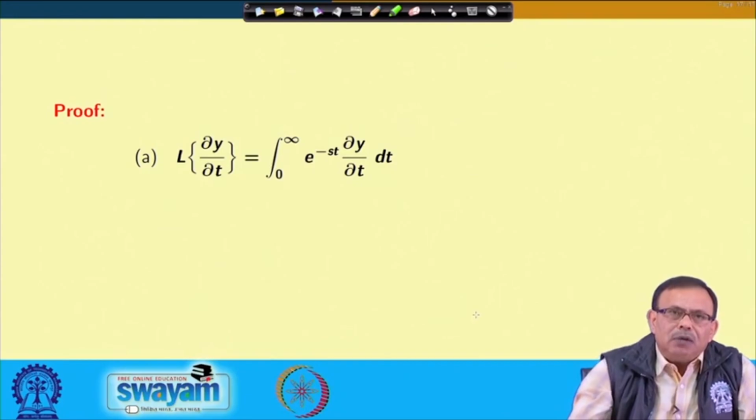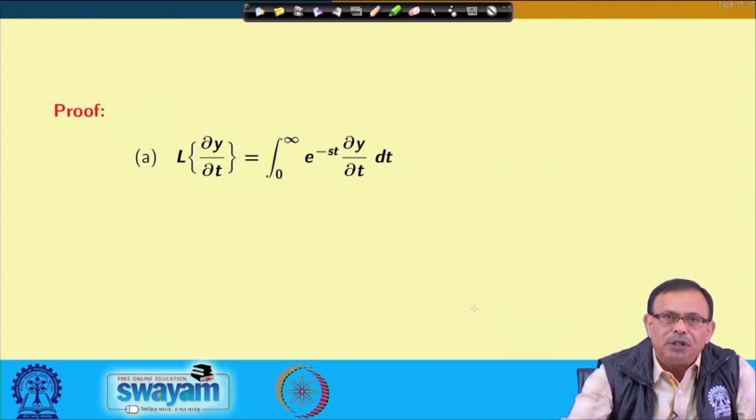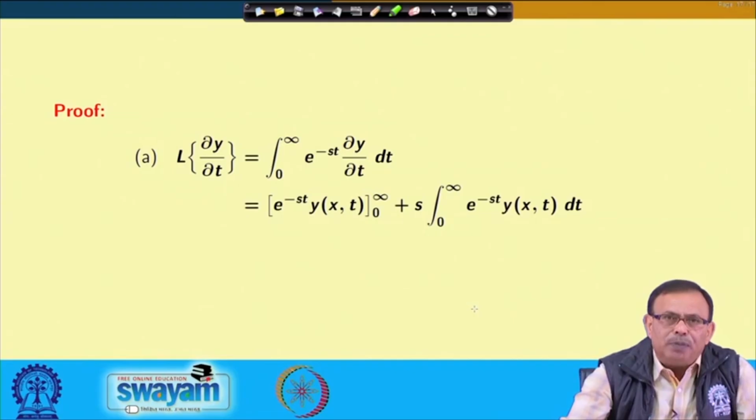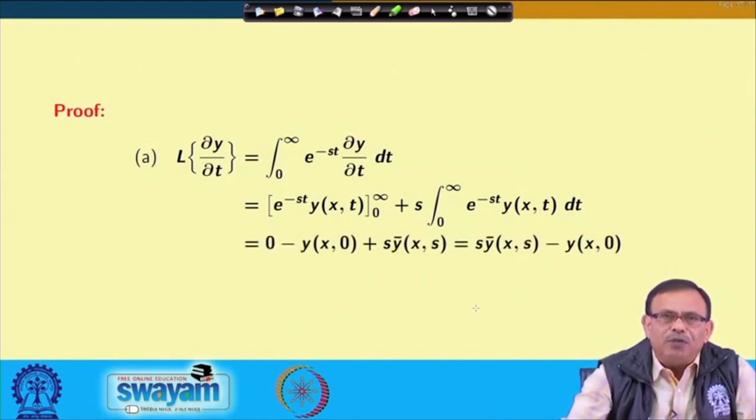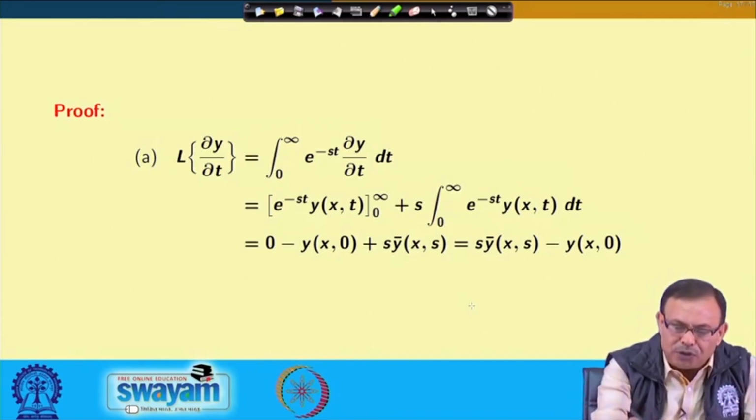So, let us see the proof of the first one again. As I told, Laplace transform of ∂y/∂t is the integral from 0 to infinity of e^(-st) into ∂y/∂t dt, which by integration by parts you can write down, where the second integral is nothing but the Laplace transform of y. If I put the limit on the first part, for infinity the value will be 0. At t equals 0, it becomes minus y(x, 0) plus s y bar(x, s). So, I can write it as s y bar(x, s) minus y(x, 0). This completes the proof of the first one.